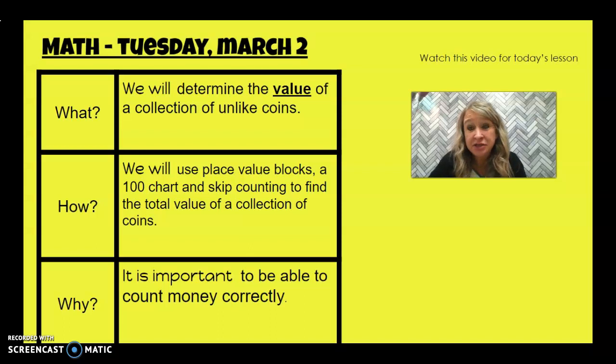So today we will determine the value of a collection of unlike coins. We will use place value blocks, a 100 chart, and skip counting to find the total value of a collection of coins. Why it is important to be able to count money correctly.